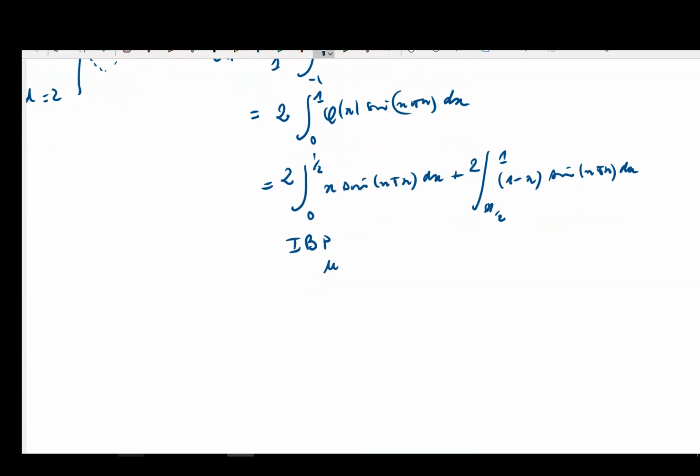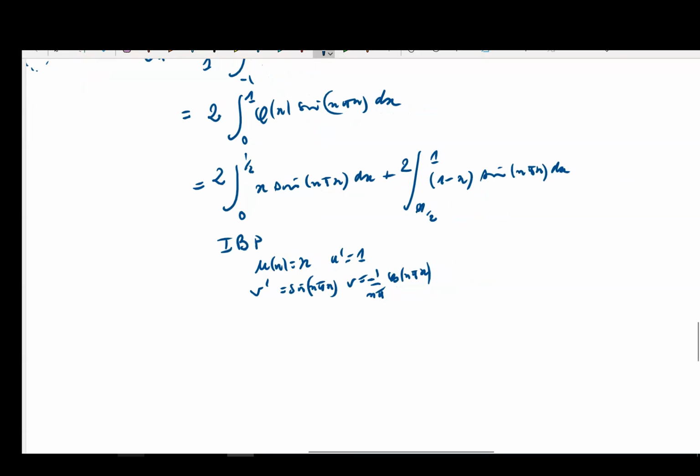Both are going to be treated by IBP. First one: u of x is x, so u prime is 1, v prime is sine n pi x, v is minus 1 over n pi cos n pi x, with a minus sign. And on that side, I've got this one IBP: u is 1 minus x, u prime is equal to -1, v prime is sine n pi x, v is minus 1 over n pi cos n pi x.